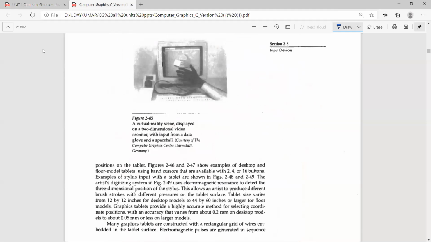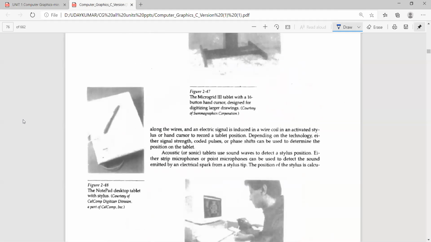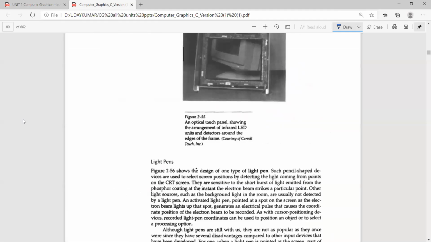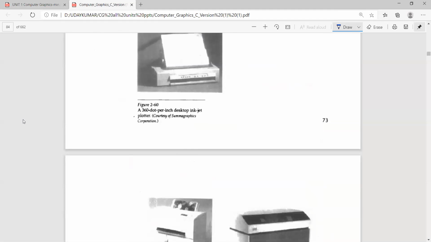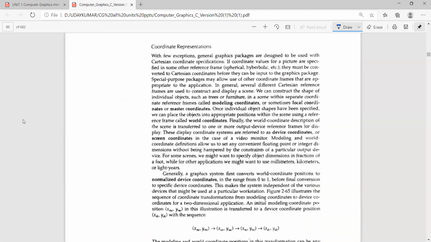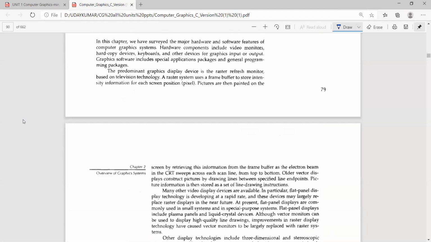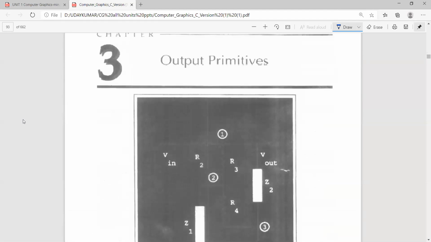Now coming to the first unit, second part. What is the first unit, second part? Output primitives. We will see the output primitives. This is the dot printer, different types of printers. Wait for one minute. This is the output primitives, first unit, second part.